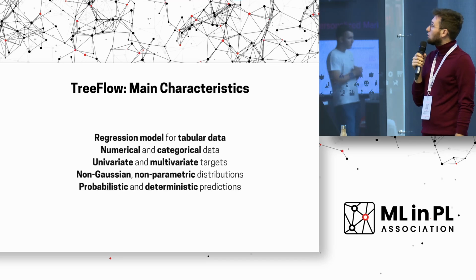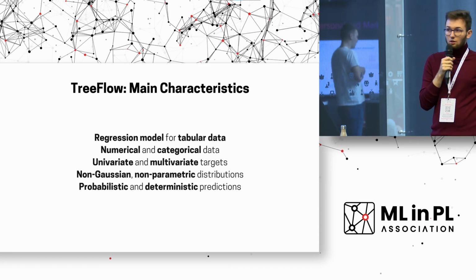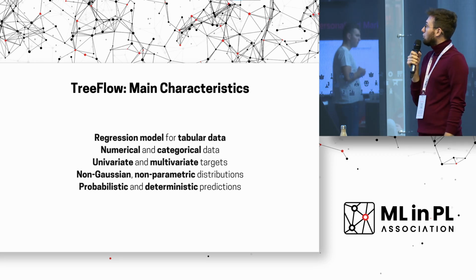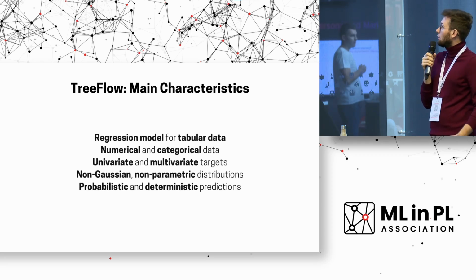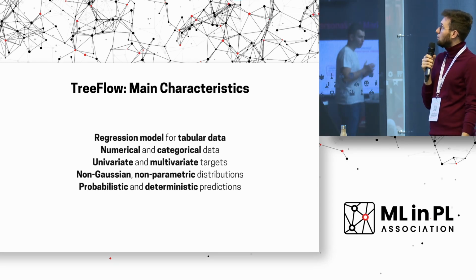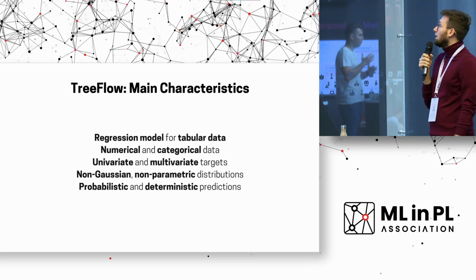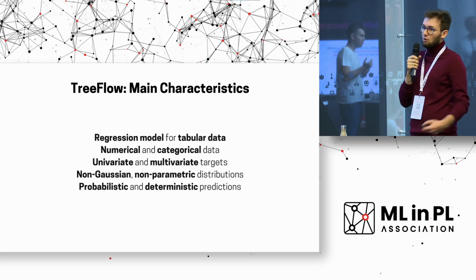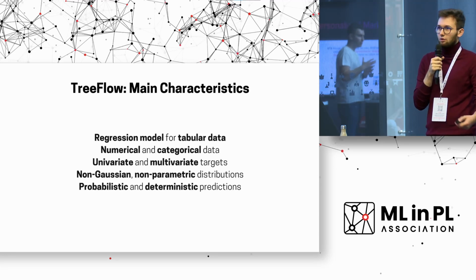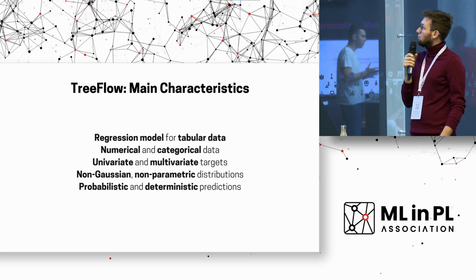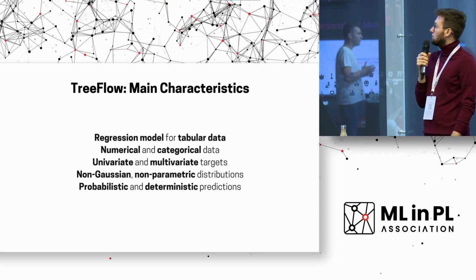that method. So we'll start with the main characteristics of the method. A short summary of what this method is about. First of all, as I said previously, it's a regression model for tabular data. It can handle both numerical and categorical data. It can work for both univariate and multivariate targets, so both 1D and more than 1D target variables. It can model both non-Gaussian and non-parametric distributions.